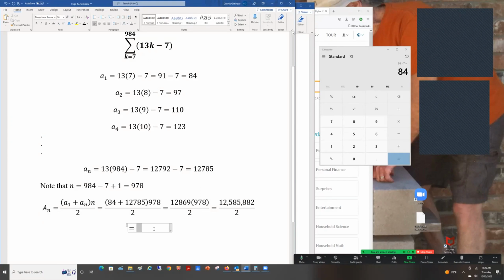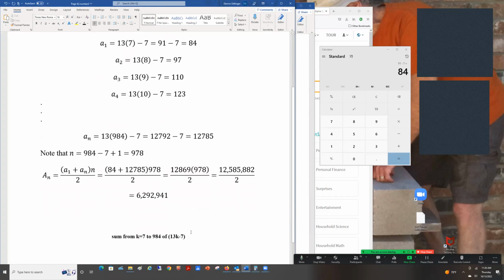This is going to be, I hope you find this to be rather incredible. We just added up 978 numbers, and the total is 6,292,941. I think that's quite remarkable. I'm also going to show you something else. The something else is going to be using the internet to get this same answer.